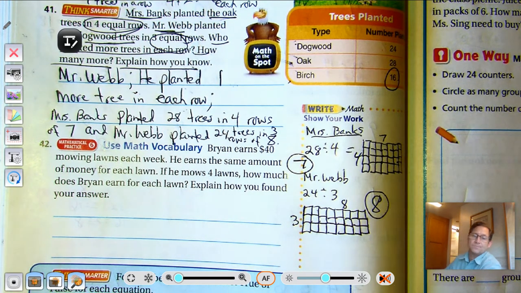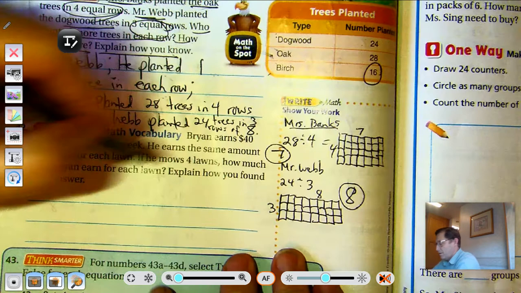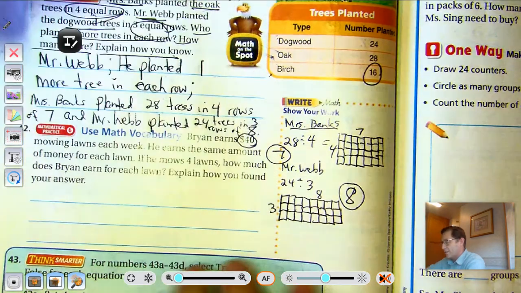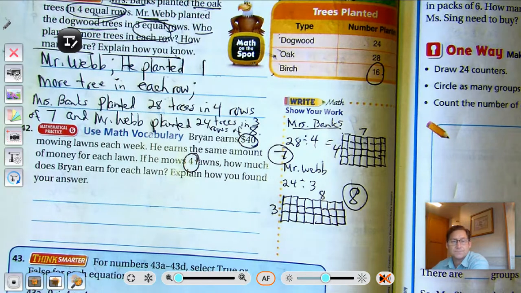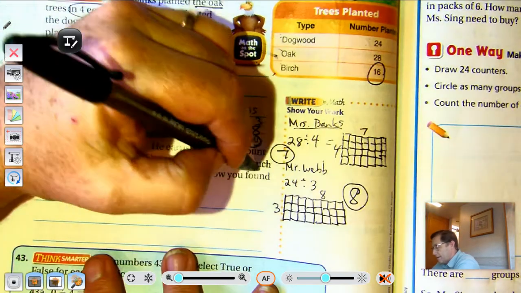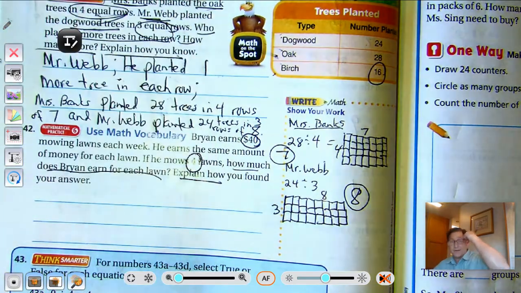All right, 42. Brian earns $40 mowing lawns each week. He earns the same amount of money for each lawn. If he mows 4 lawns, how much does he earn? How much does Brian earn for each lawn? Explain how you found your answer. All right, so we know that he earned $40. He mowed 4 lawns. How much did he earn for each lawn? And explain how you found your answer.